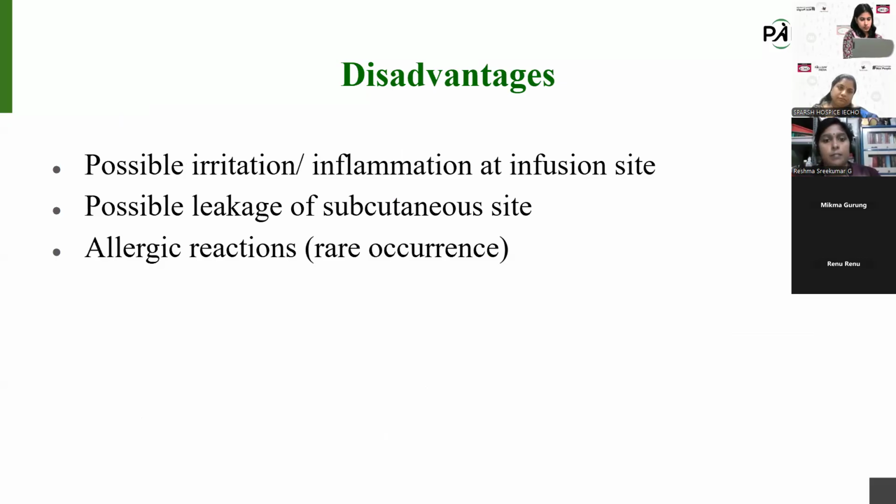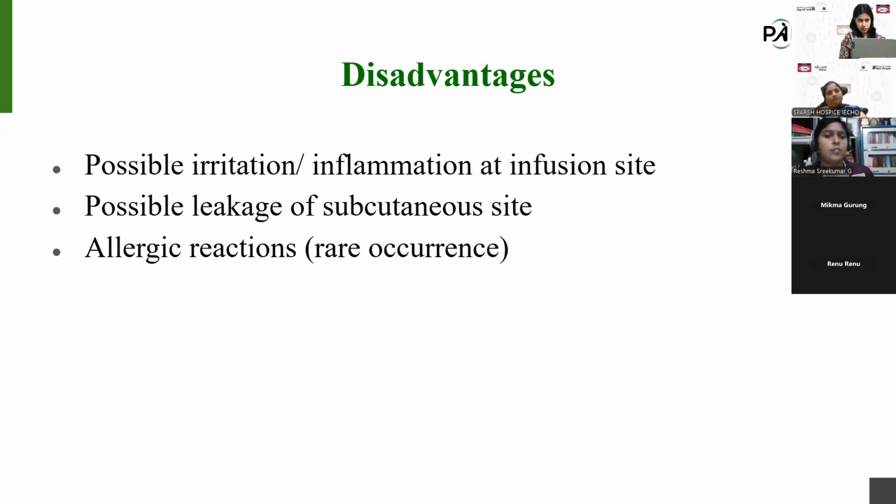And there are some disadvantages also. Some patients may experience irritation and inflammation at the infusion site. So before starting a subcutaneous infusion, we should assess the site for any lymphedema, any skin irradiation, any wound, or tumor, and possible leakage of the subcutaneous site. If we are not maintaining the subcutaneous site properly or keep it for a long time, there is a chance of leakage. If we are introducing more than 20 drops per minute, there is a chance of leakage.